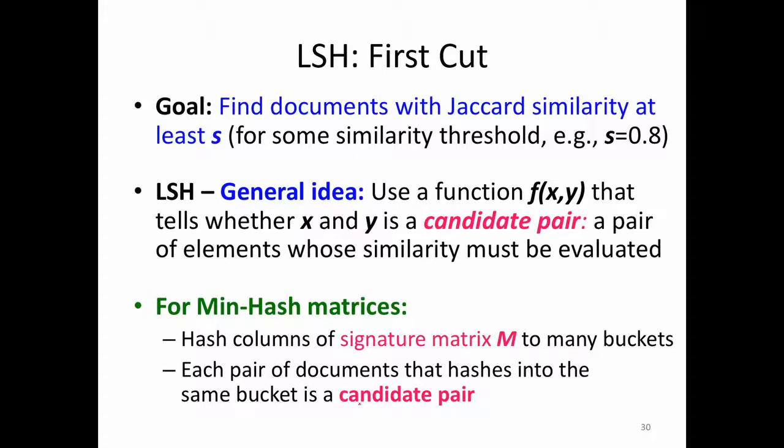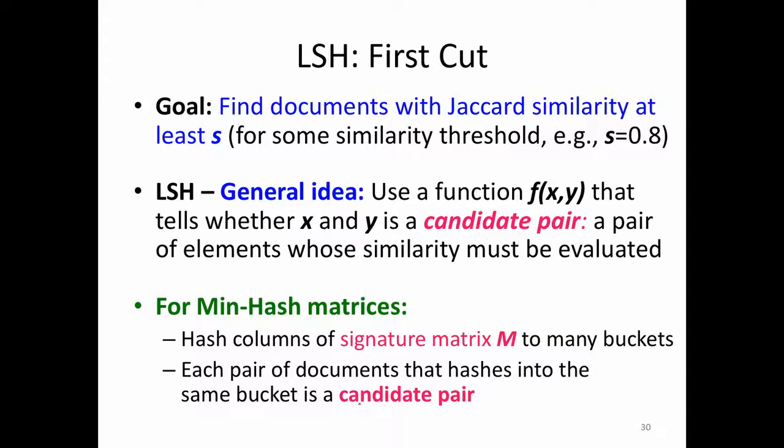Basically we want to generate a function f of x comma y, where x is one column and y is another column, x is one document and y is another document, and then we want to find the candidate pair. Now in our case, each column, you remember, is represented by a min hash signature.